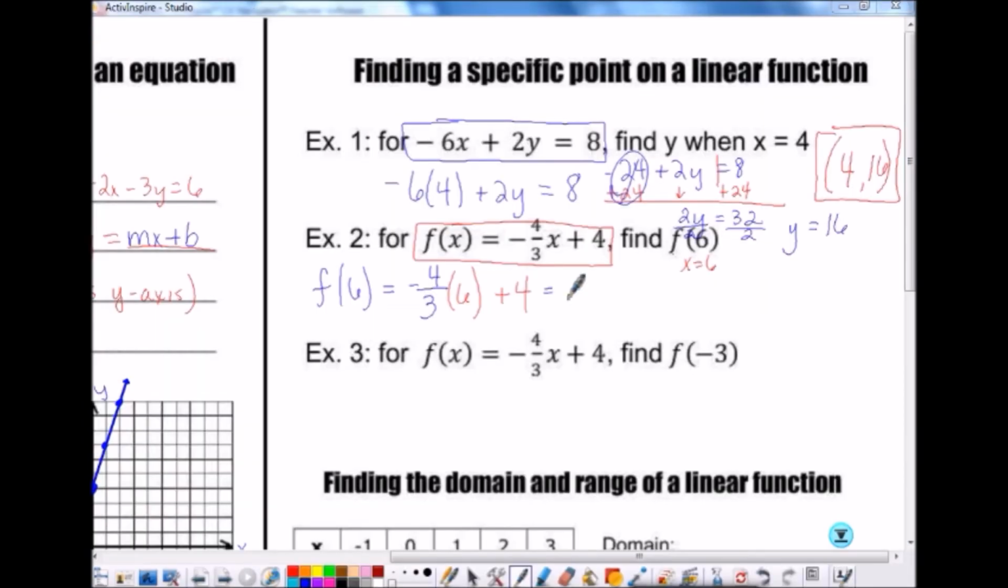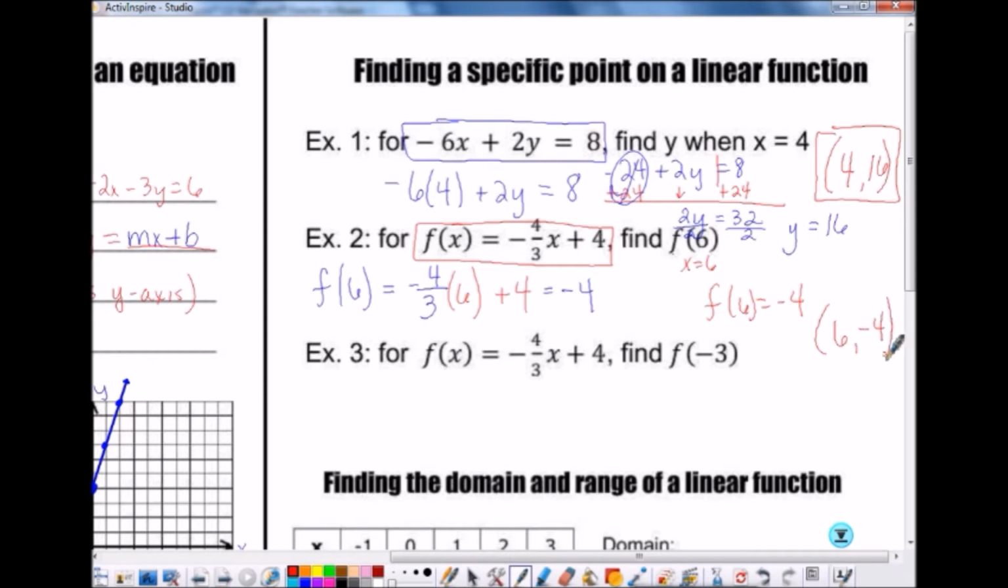So we write the answer as such. So it's going to look like this. f of 6 equals negative 4. Well, what does that really mean? Well, this is actually a point. This is the point (6, negative 4).